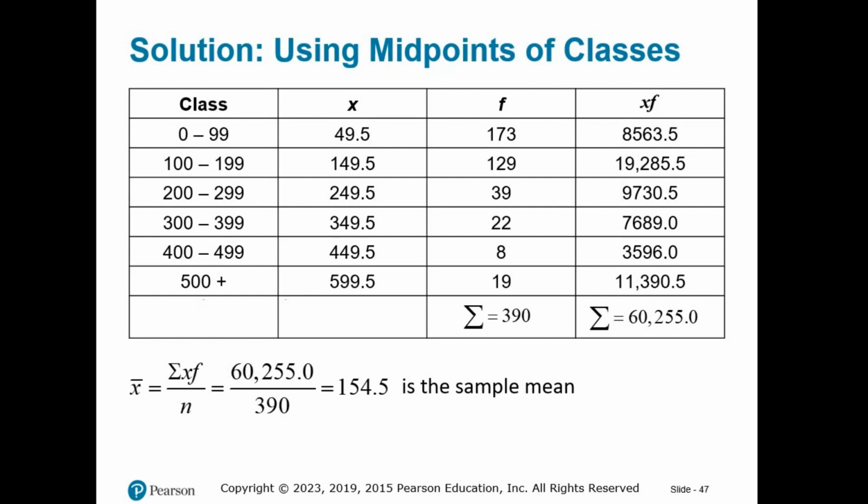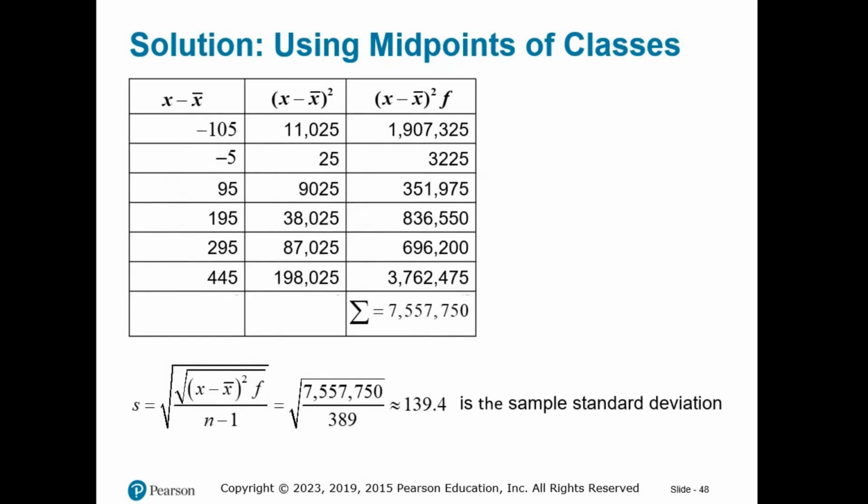Next, we want to find the standard deviation. So we need to find the individual deviations or differences from the mean, as shown in the first column. After that, we square each of the deviations, then multiply them by the frequencies. This gives us a sum to work with for the numerator for our formula. We then divide that by the number of data values in our set, minus 1, or 389, and take the square root of that number.